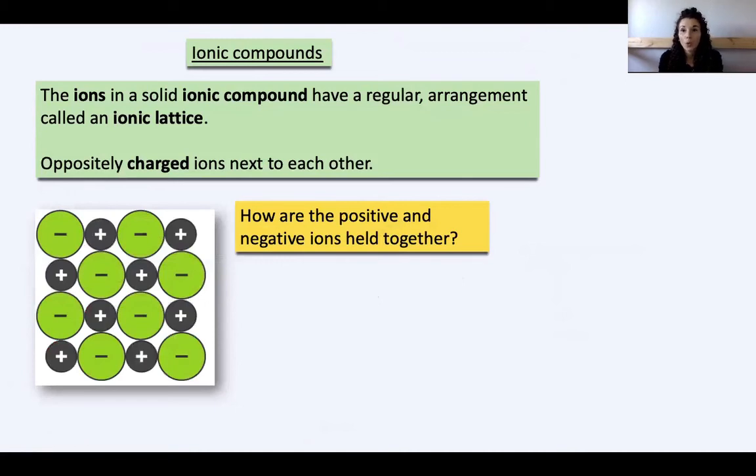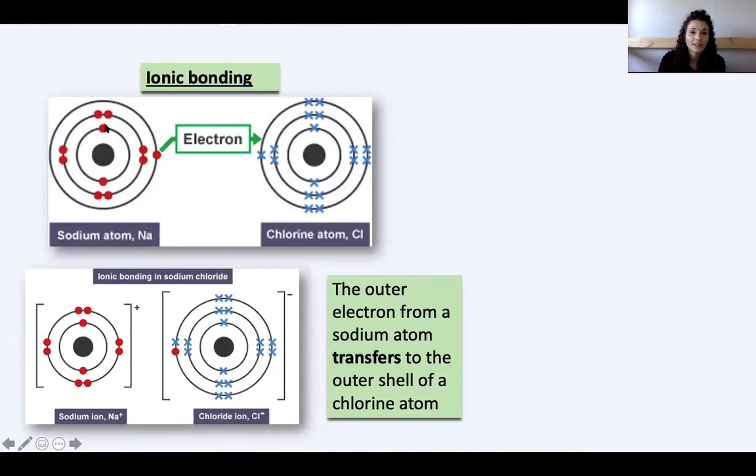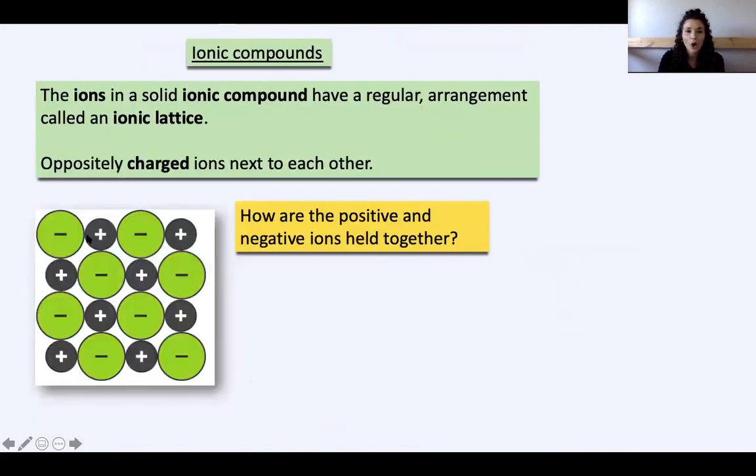Now, when lots of atoms bond together in this way, we get what's called an ionic compound. Ionic compounds have this regular arrangement called an ionic lattice, and it's all these oppositely charged ions. This could be the positive sodium ion that's been made here and the negative chlorine ion that's been made here. So you've got these oppositely charged ions next to each other.